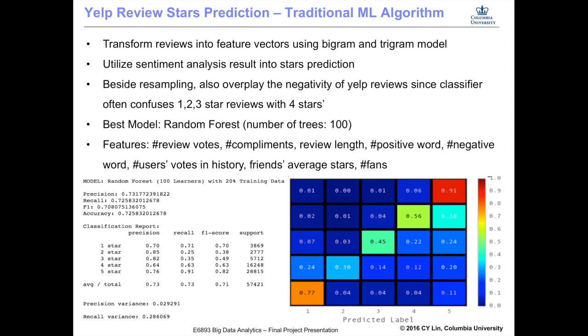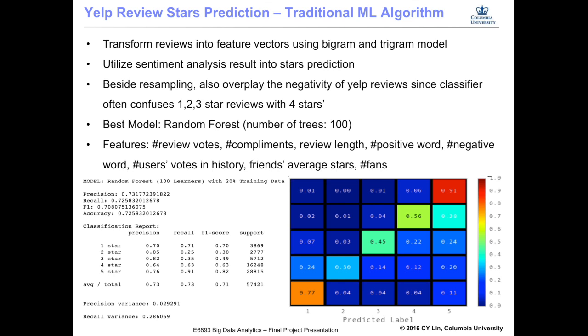Next, we will try to use a machine learning algorithm to predict Yelp review stars. We will first transfer the reviews into feature vectors, using bigram and trigram models. We also combine the result of sentiment analysis into the stars predictions. In order to balance the unbalanced data, we use resampling techniques, and we also overweight the negativity of Yelp reviews, since the classifier often confuses 1, 2, 3 star reviews with 4 stars.